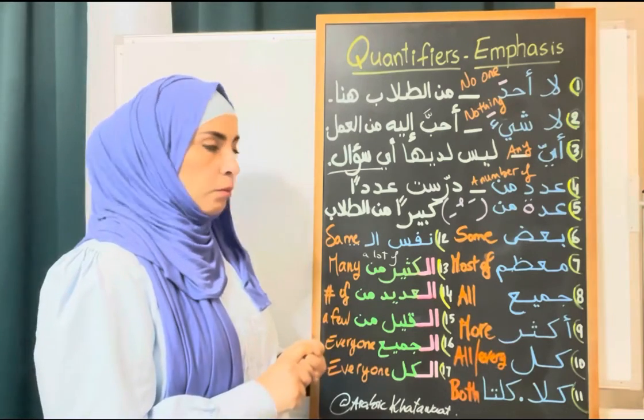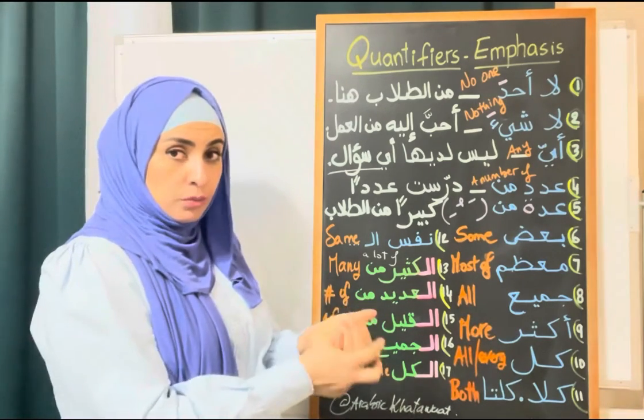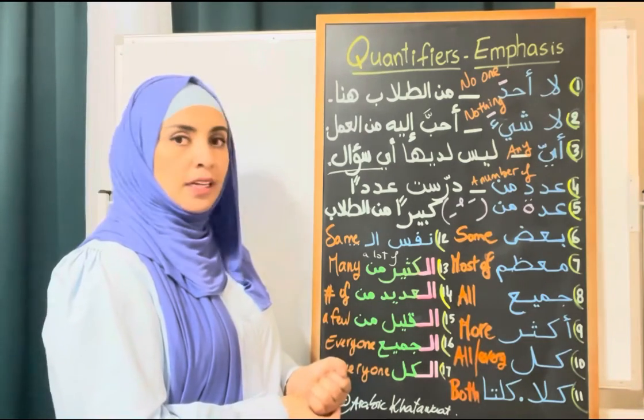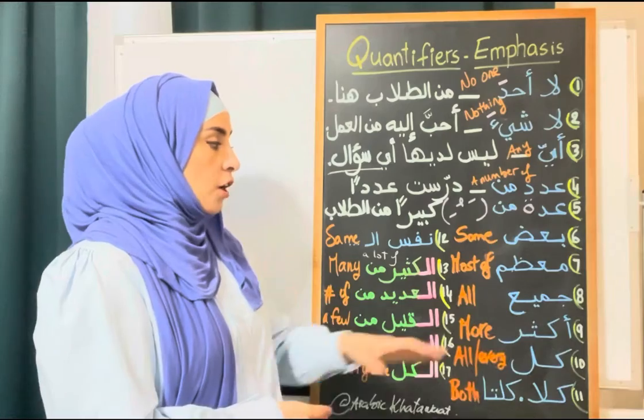رأيت بعض الطلاب. I saw a few students or some students. رأيت بعض الطلاب في الساحة. I saw some students in the yard. So I would say بعض.